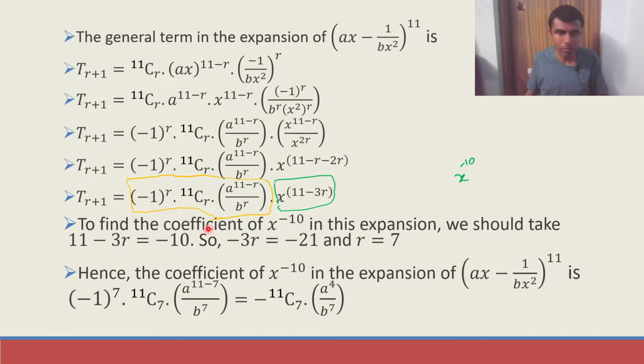So what I get is -1. The coefficient of x^(-10) in the expansion of this is (-1)^7 into 11C7 into a^(11-7) by b^7. (-1)^7 is -1, since -1 to the power of an odd number is negative. So -1, 11C7, and a^(11-7) is a^4 by b^7. I hope till here it is clear. So we got both, the coefficient of x^10 in the first expansion and the coefficient of x^(-10) in the second expansion. They said that they are equal.